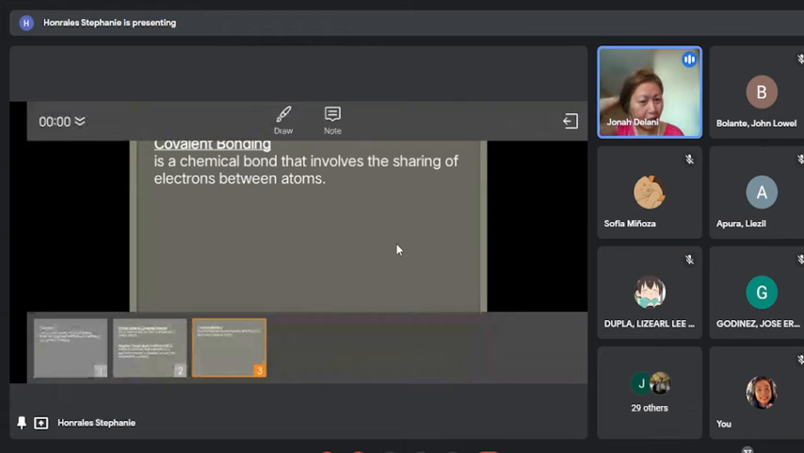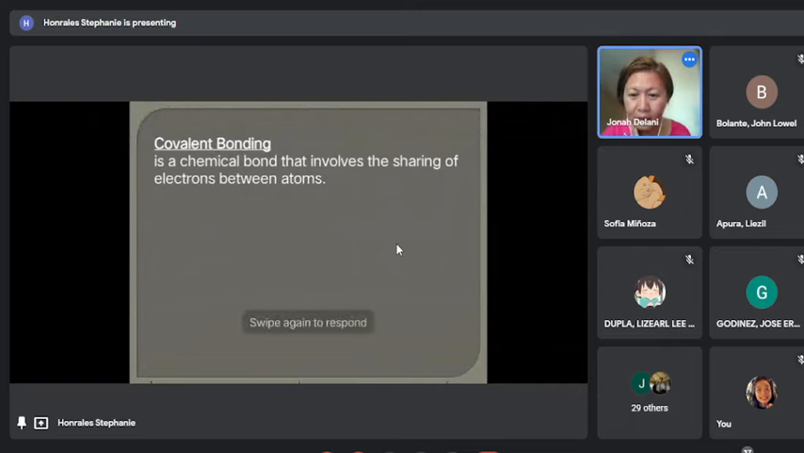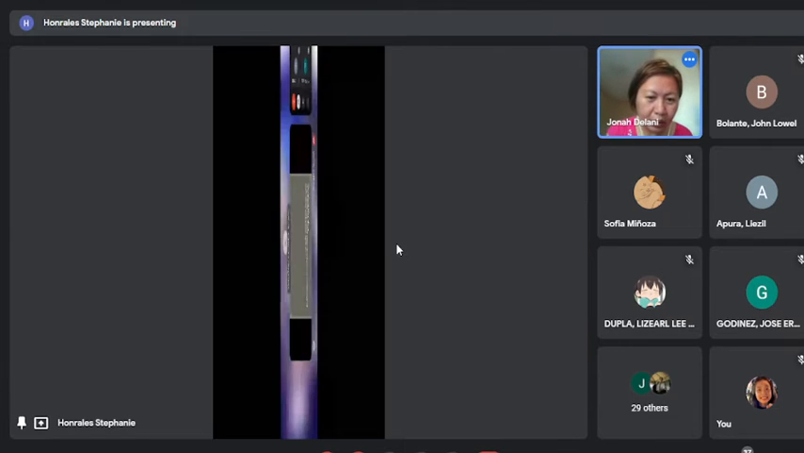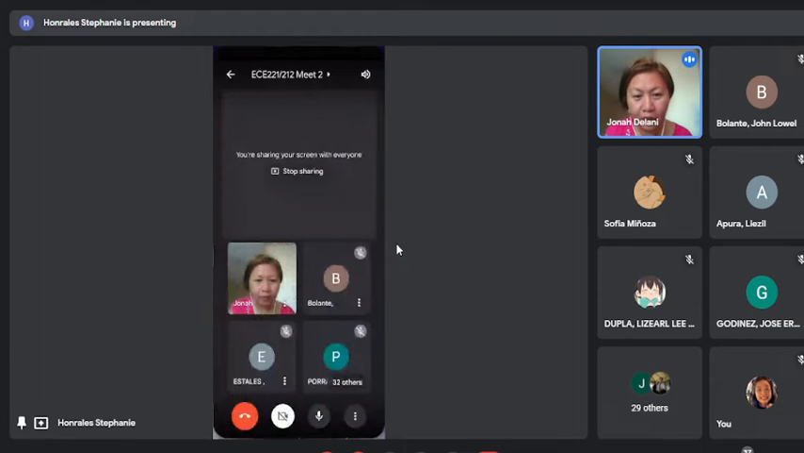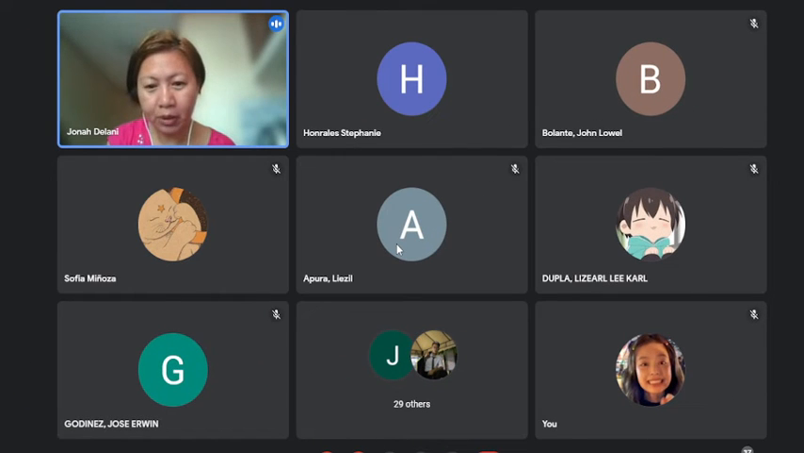Check. It is worth mentioning also that in covalent bonding, it is the valence electrons that are shared. And also, I mentioned negative temperature coefficient. That is correct. When the temperature increases, the resistance decreases. That's negative temperature coefficient. On the other hand, if the temperature is high and the resistance is also high, that's called a positive temperature coefficient. Conductors have a positive temperature coefficient.